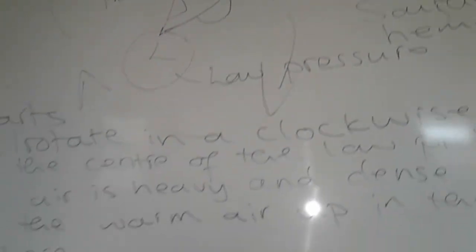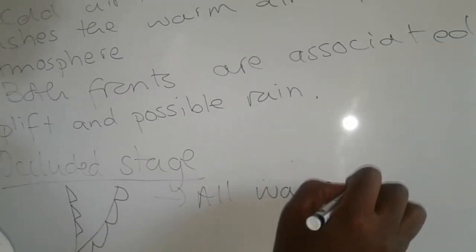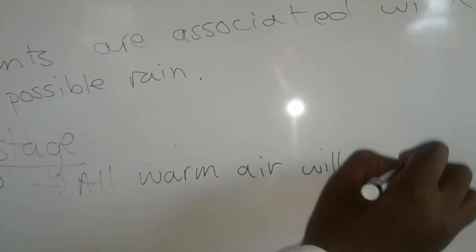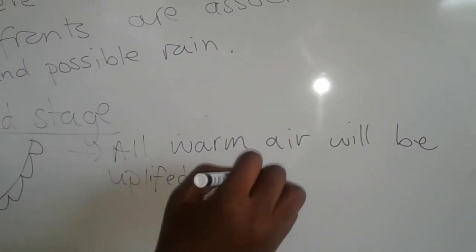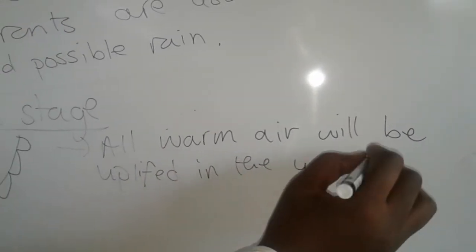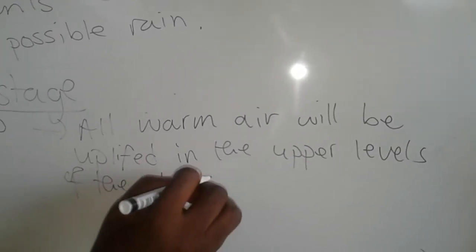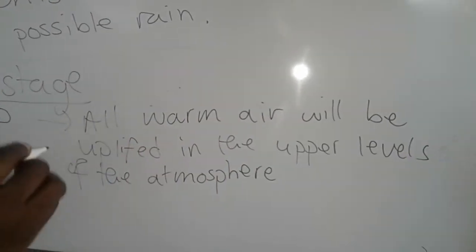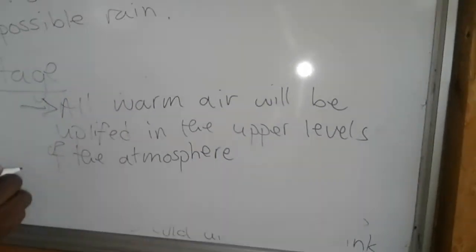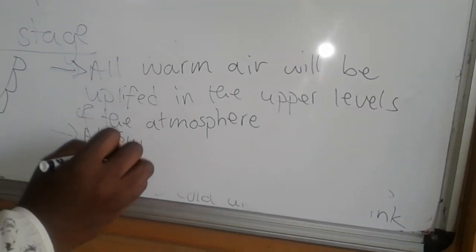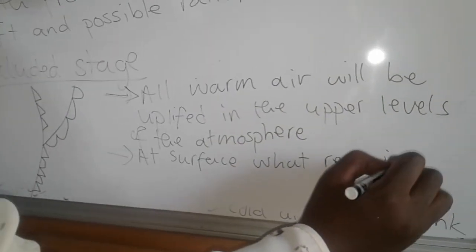Now at the dissipating stage, what happens is that all warm air will be uplifted in the upper levels of the atmosphere. So if all warm air is uplifted in the upper levels of the atmosphere, it means at the surface, what remains is the cold air.